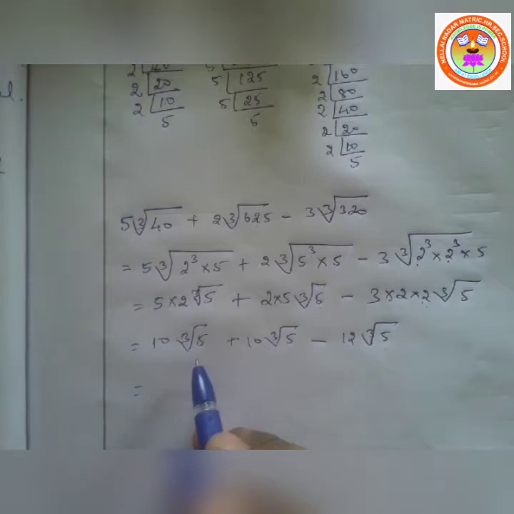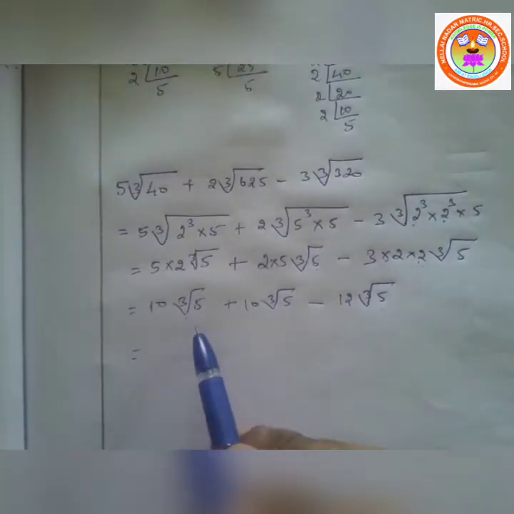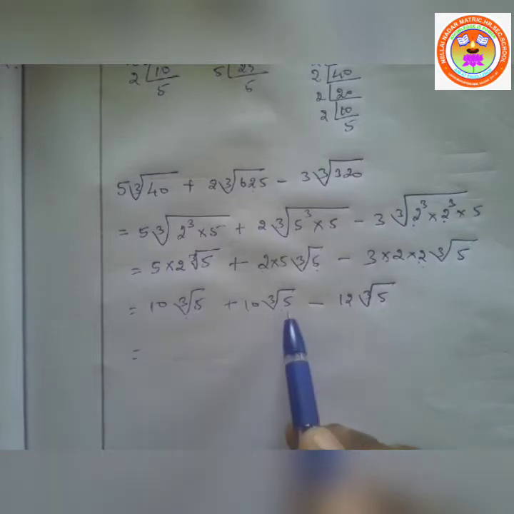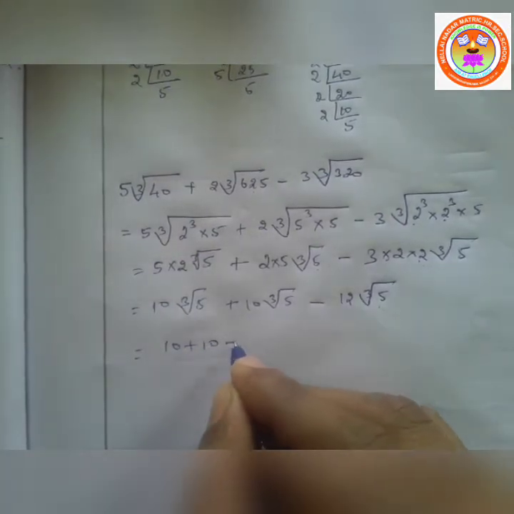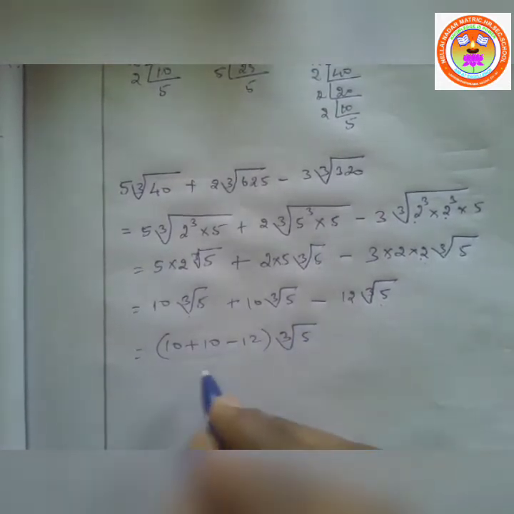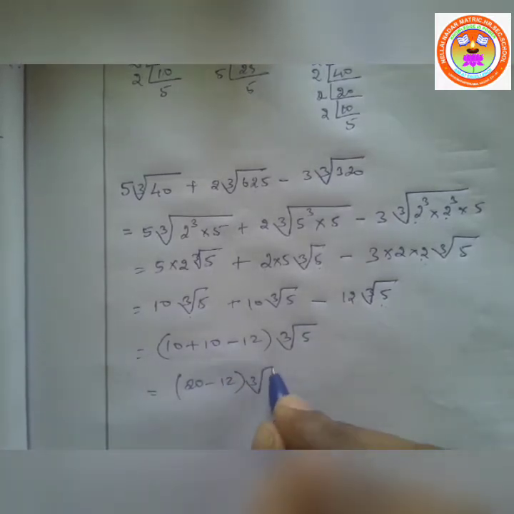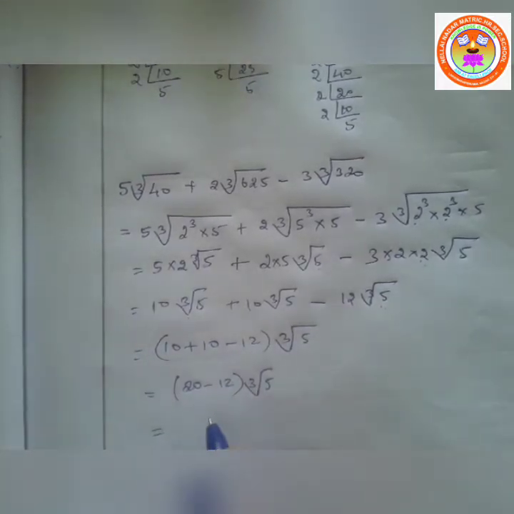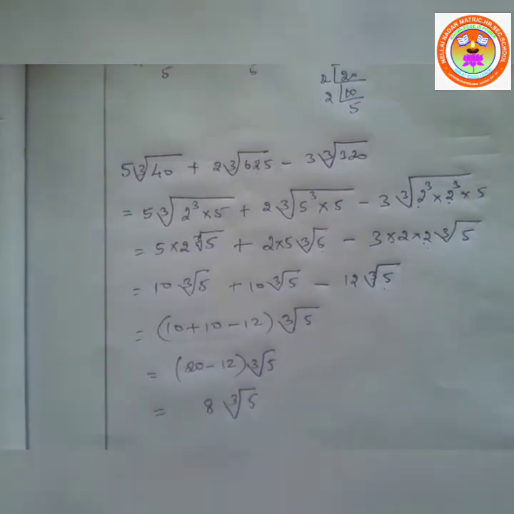Now look at this. All the numbers have like surds, that is cube root of 5, cube root of 5, cube root of 5. So what you have to do is 10 plus 10 minus 12, bracket cube root of 5. 10 plus 10 is 20, minus 12 is 8. So 8 cube root of 5 is the answer.